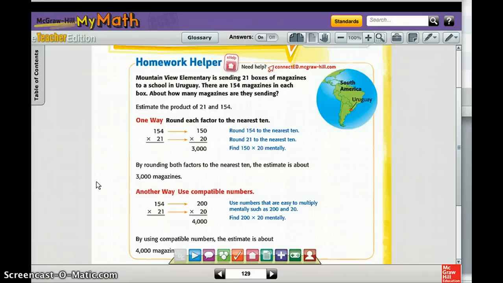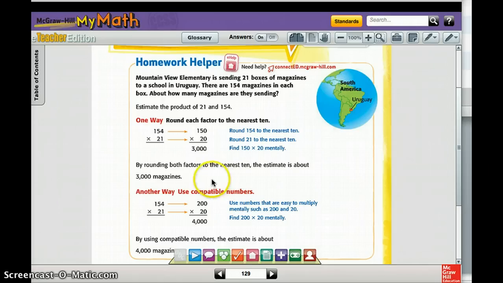Your homework helper also gives you a good example that works through both ways. So in this case, it's 21 times 154. Again, it's not easy just to do in our head, but if we round it, we can do it in our head, really. So 154, if we're rounding to the nearest tens place, we would round it to 150 because that 4 tells us to go down. And 21, that 1 tells us to go down to the nearest tens place, so it would be 20. So 150 times 20 would be 3,000. So that was the way where we just rounded each factor to the nearest 10.